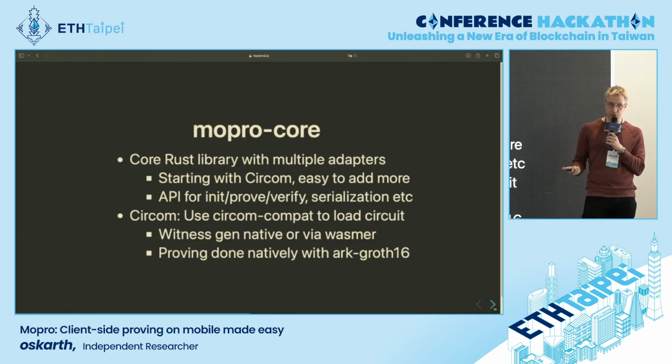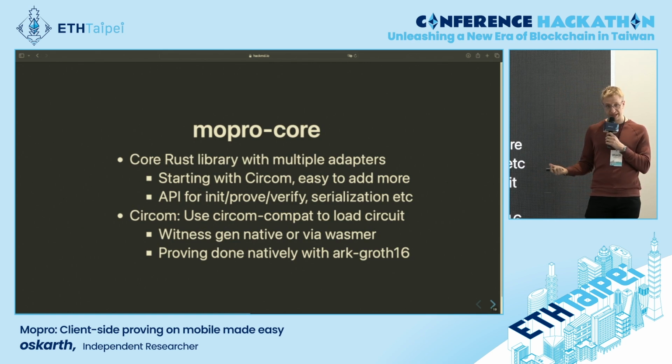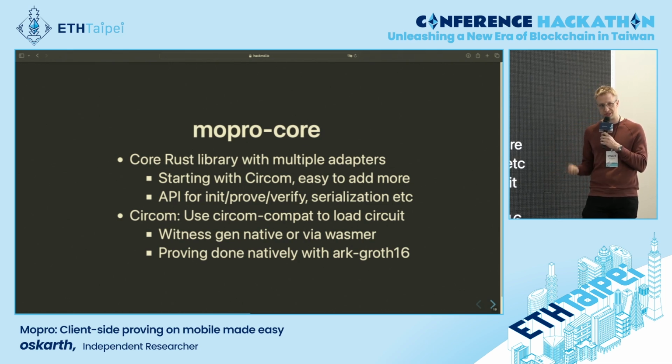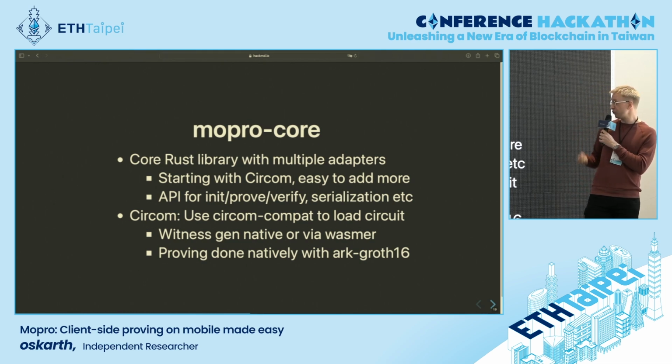This is then plugged into mopro-core, which is the Rust core library, with multiple adapters, with Circom being one of them. It's straightforward to add more, and in a hackathon a few months ago we had a POC for Kimchi, which is a Plonkish proof system, so it's very straightforward to add new proof systems. And with this, you get an API for initializing the library, proving and verifying and so on, and dealing with serialization.